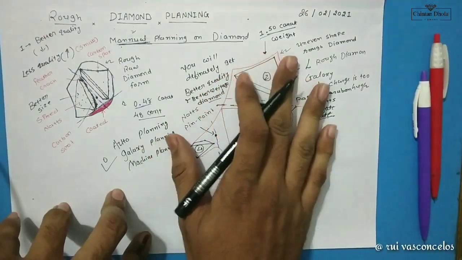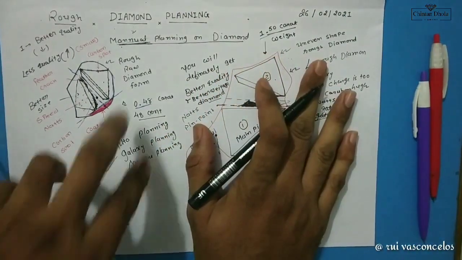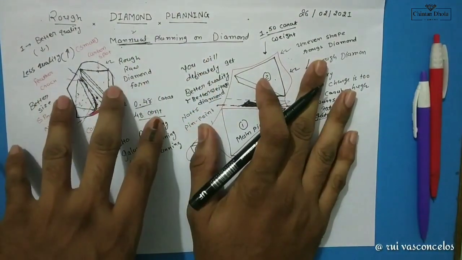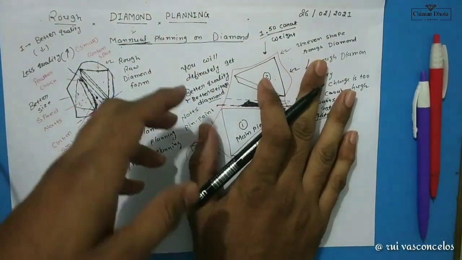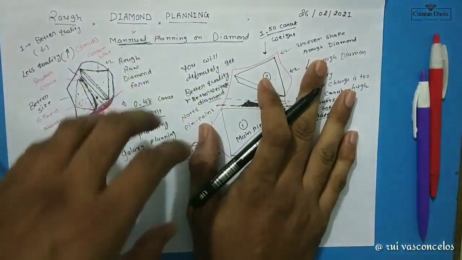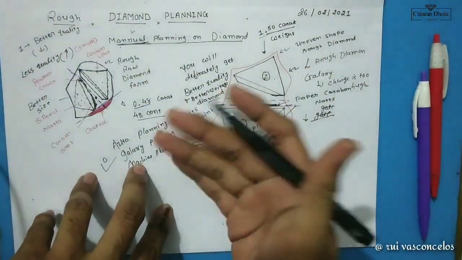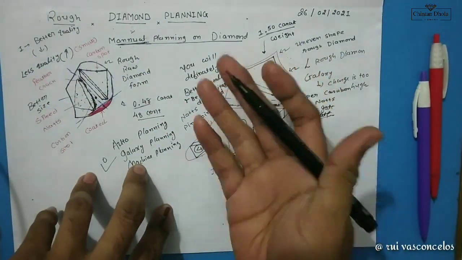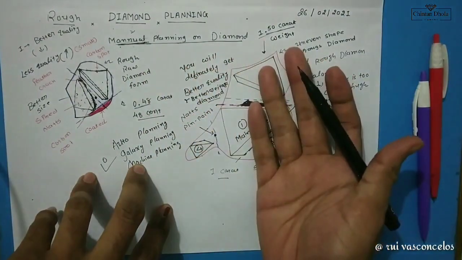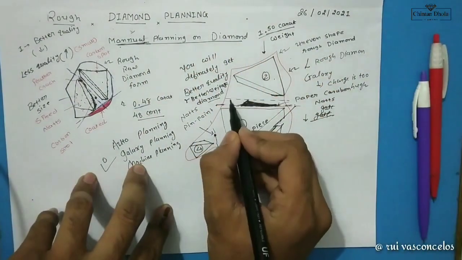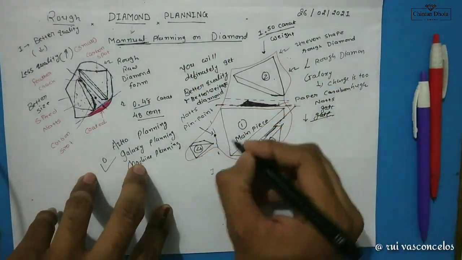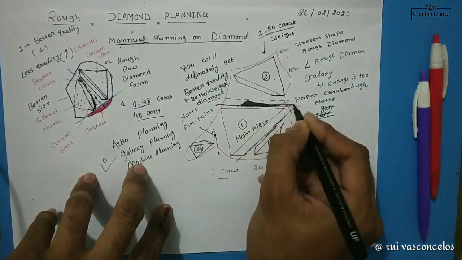So I think you might have gotten enough knowledge about manual planning on any particular rough diamond. I will teach you next, if you have any coated rough diamond, how you can do the process on that. After that, what is the exact cutting process on that particular one. If you have this type of diamond, you have to just cut this diamond like that.